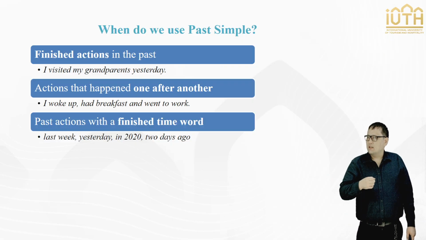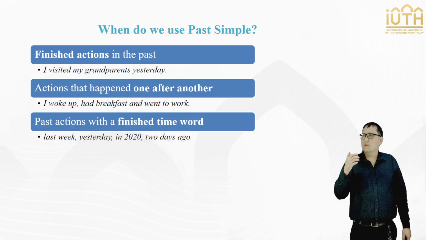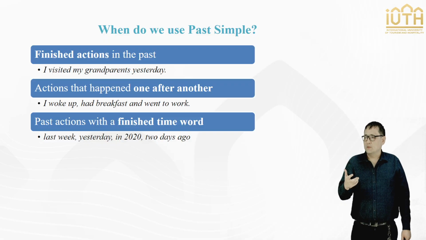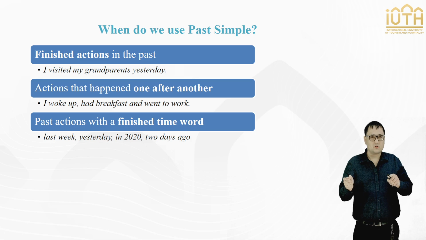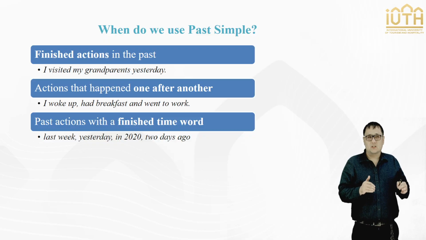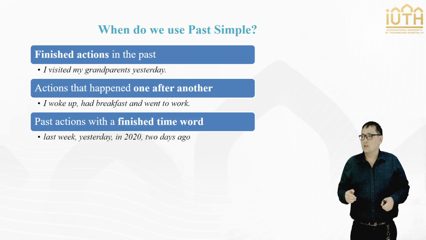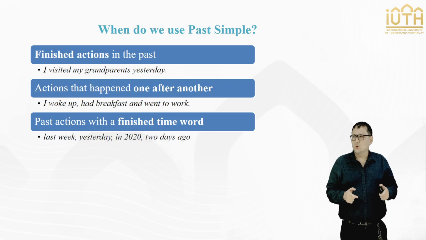Actions that happened one after another: I woke up, had breakfast, and went to work. It means that they happened one after another. So they have a sequence. Then, past actions with a finished time word: last week, yesterday, in 2020, two days ago.